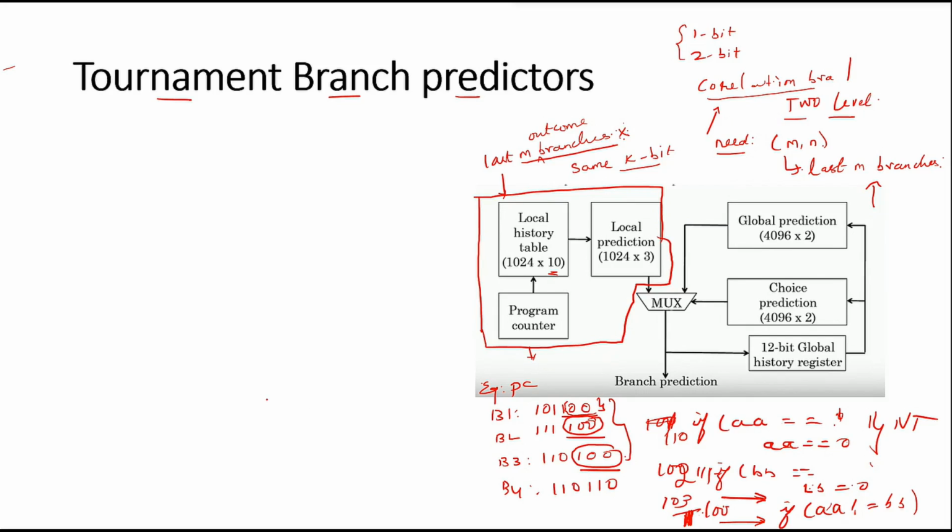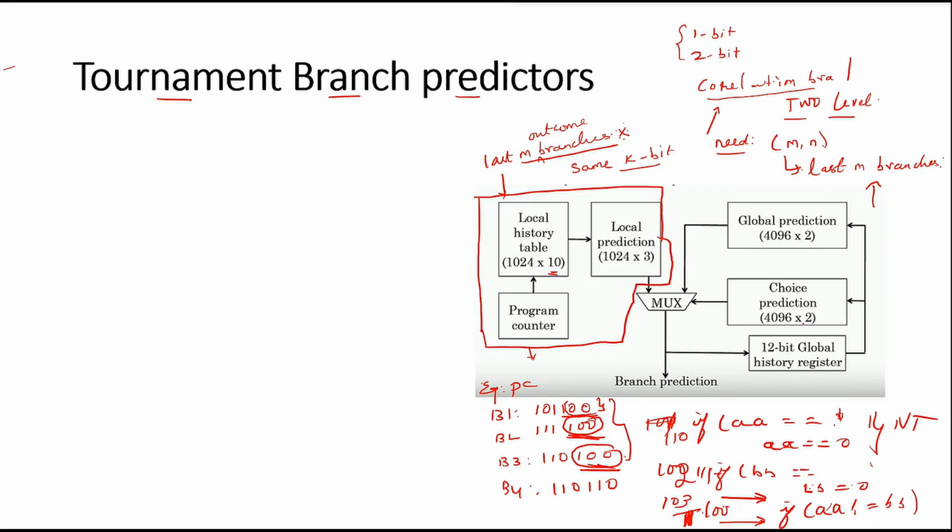Clear? So here we are going to see the tournament branch predictors. Instead of taking the last m branch outcomes, we use the outcome of the last m branches, which are of the same or different PCs. That is the aim here. Suppose it is a 12-bit history, so it takes the last 12 branches, keeping track of the outcomes of the branches in the program, irrespective of the PCs.